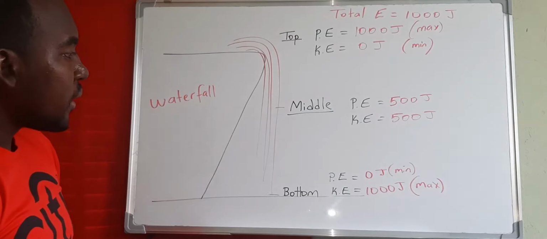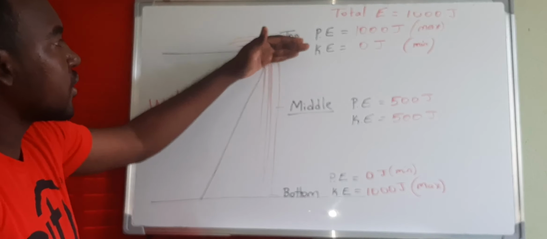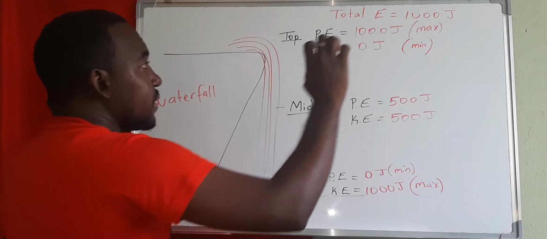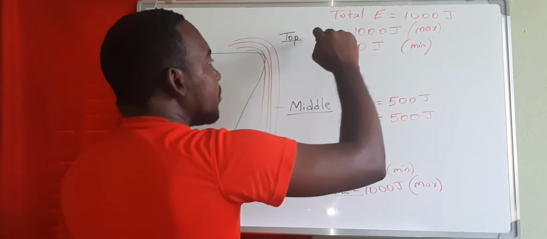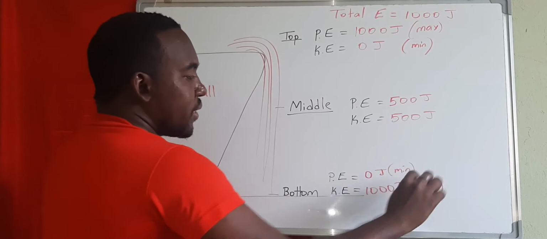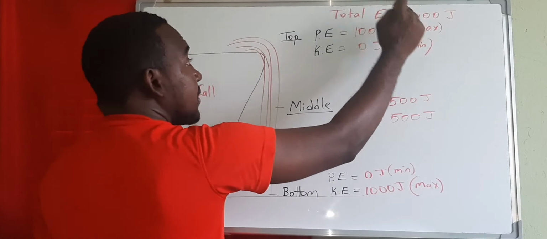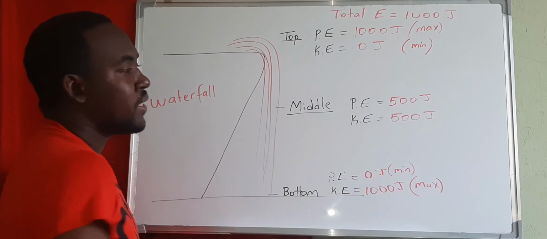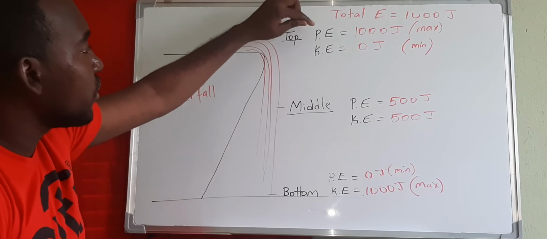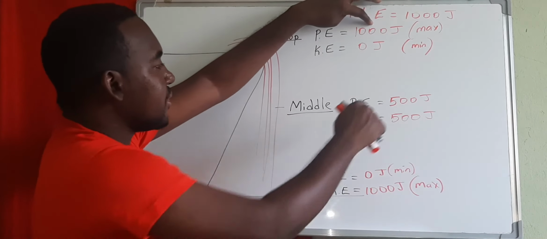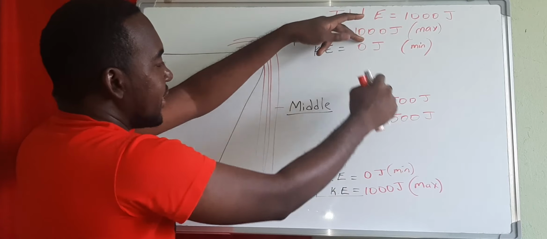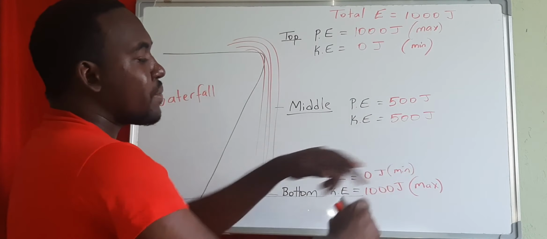So this shows us the transformation from one form of energy to the next. Throughout each point, we notice that the total energy, if we add PE and KE, is 1,000: 500 plus 500 is 1,000, 0 plus 1,000 is 1,000. So we did not create or destroy any energy. It only transferred between potential and kinetic as it goes. Potential starts from its max and reduces to its min, while kinetic starts from its min and increases to its maximum value.